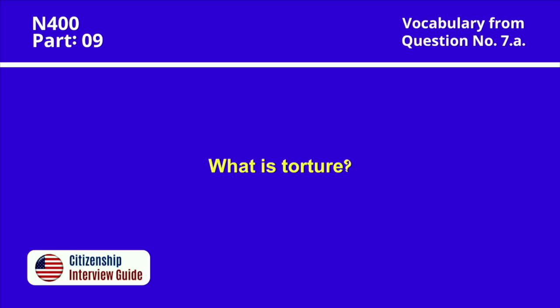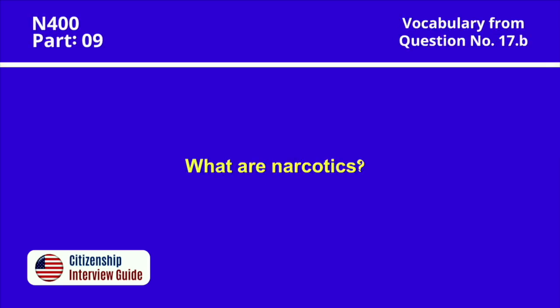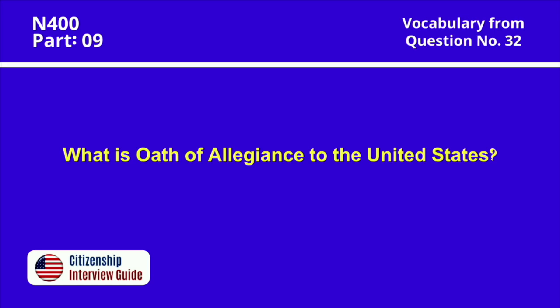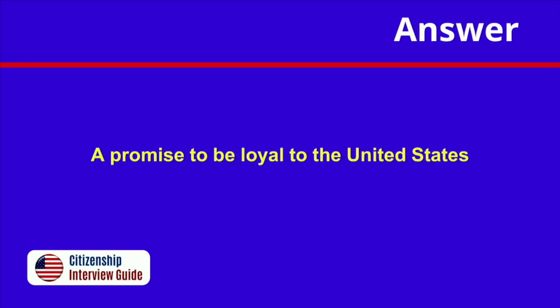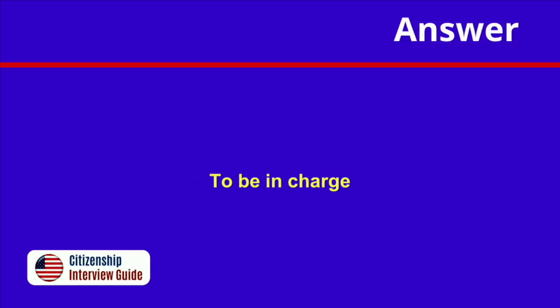What is torture? To cause great pain to someone. What are narcotics? Illegal drugs, such as heroin or cocaine. What is oath of allegiance to the United States? A promise to be loyal to the United States. What is the meaning of direct? To be in charge.